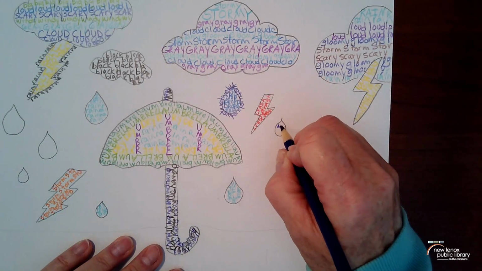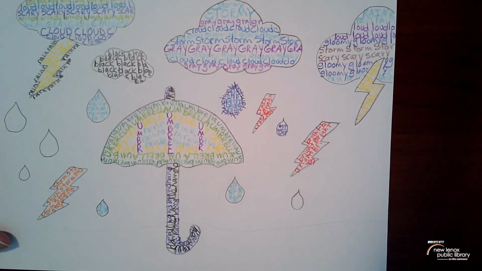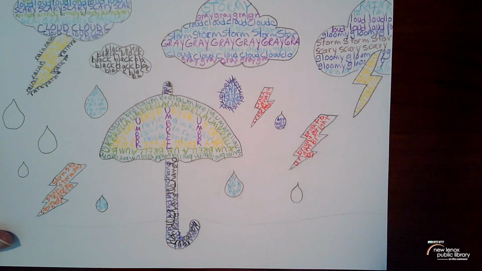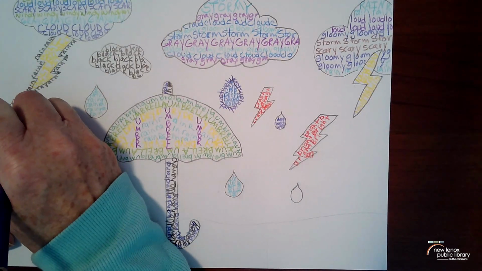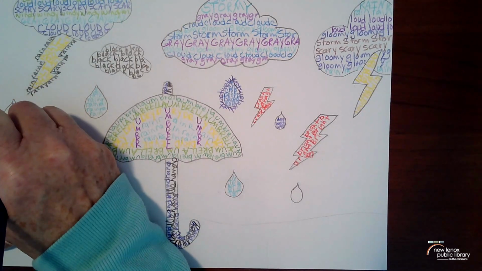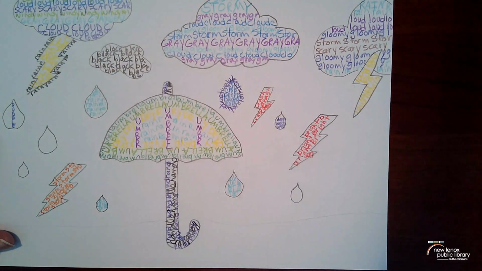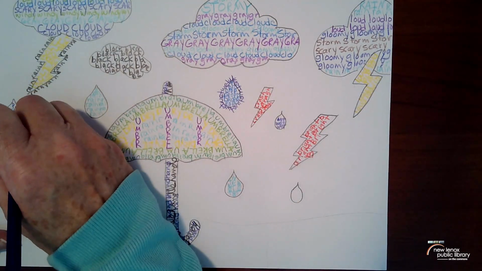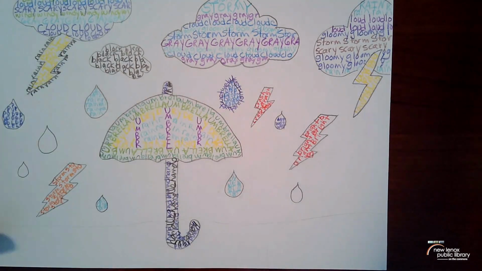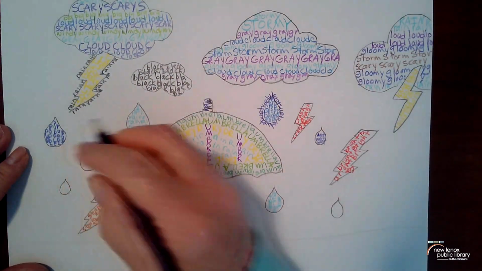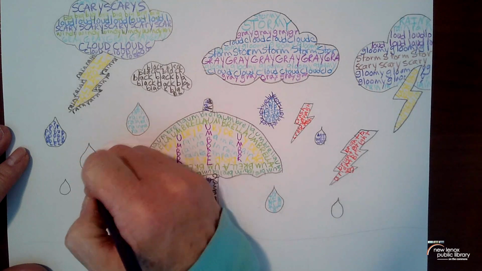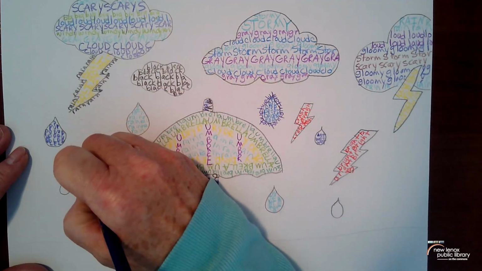Wet. Let's see. I'd like to use the word puddle. We should have used that earlier, but there's not a lot of space in here. Let's see what we can do. P-U-D-D-L-E. There we go. That's not too bad. Another one with the word drop. I'm going to try writing it on an angle and see how that looks. You can give that a try if you want.